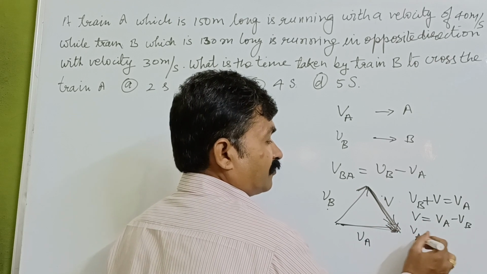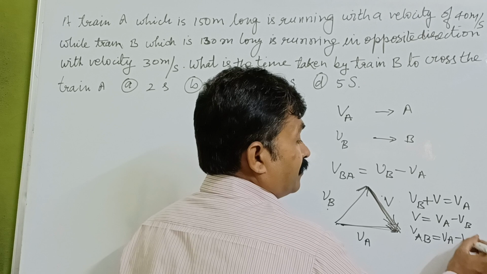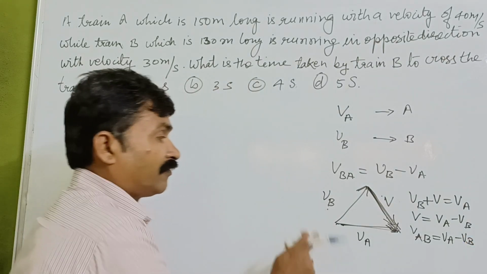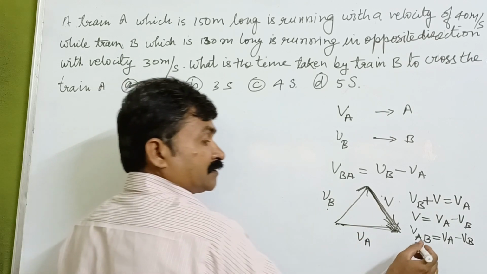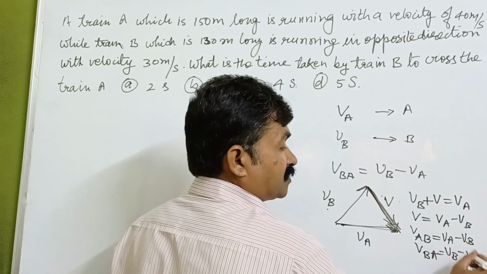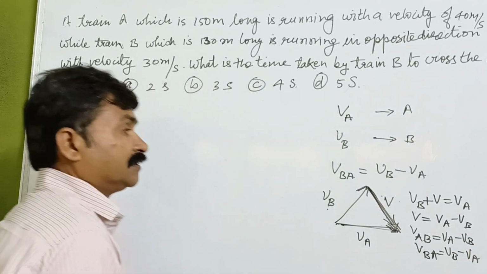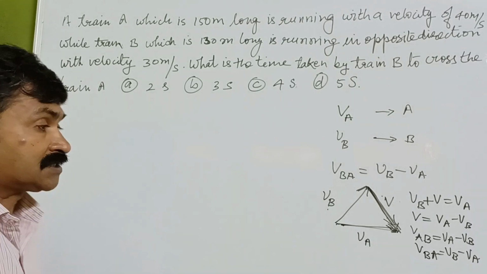The relative velocity of object A with respect to B will be given by VA minus VB. And if you want to know the relative velocity of object B with respect to A, this will be given by VBA, which is equal to VB minus VA. So this is through the vector method.